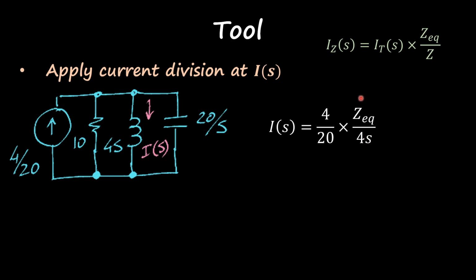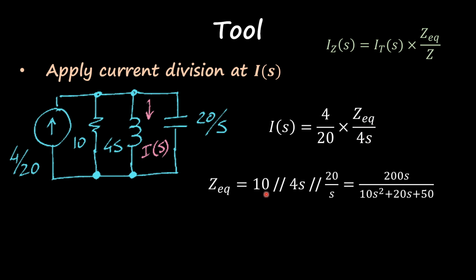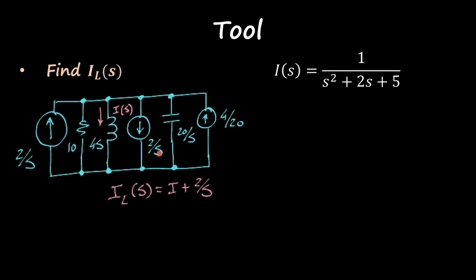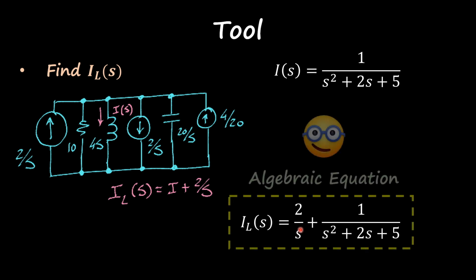All right, let's find the total impedance. In this case it is 10 in parallel with 4S in parallel with 20S. So if you do all this, you get this equation. Now if I substitute this into my current, I get the following I of S. The problem is still not solved. I just found I of S. Remember that I of S is actually related to IL of S in this fashion. So I need to pick up this I of S and add it to the current source, and I get my algebraic equation.